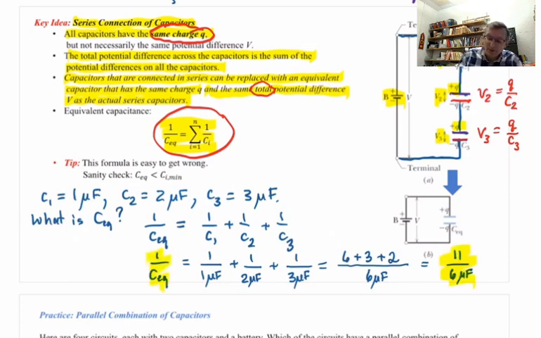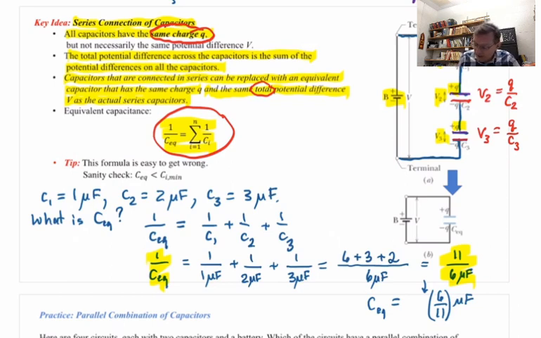equivalent. So there's one more key, crucial, final step to get C equivalent. Invert that number you just got. 6/11 microfarad, which is what? A little more than a half of a microfarad.